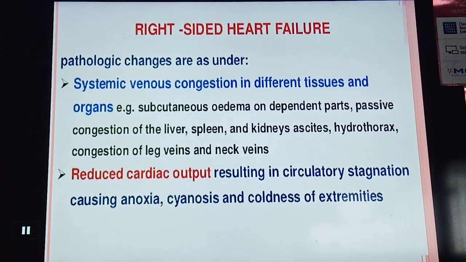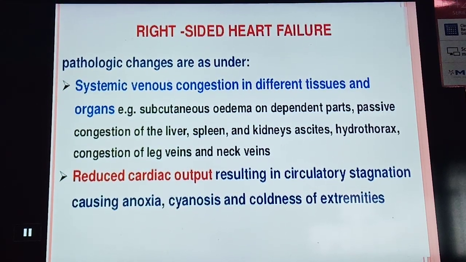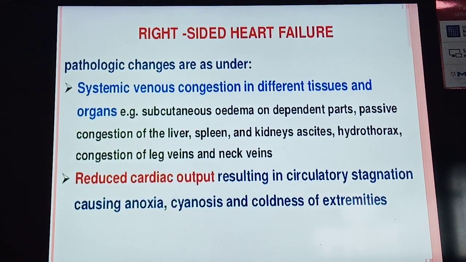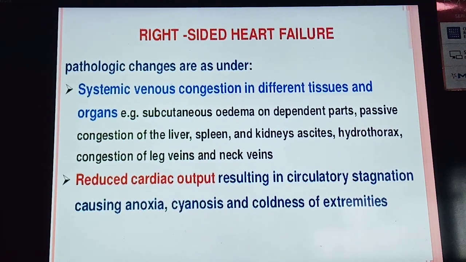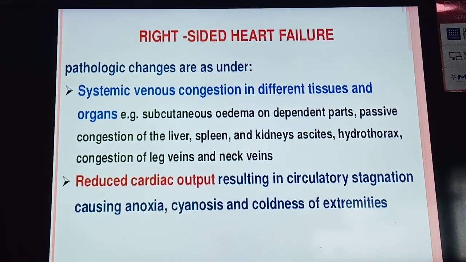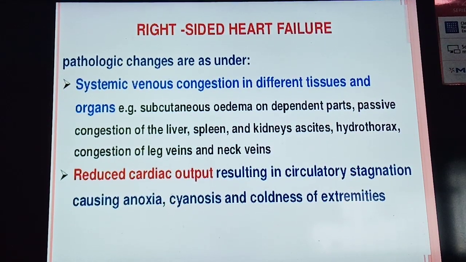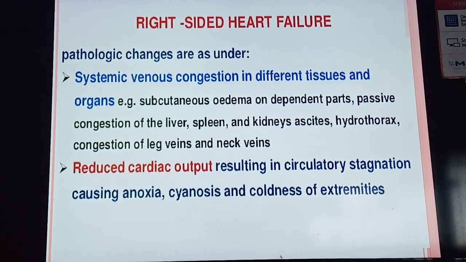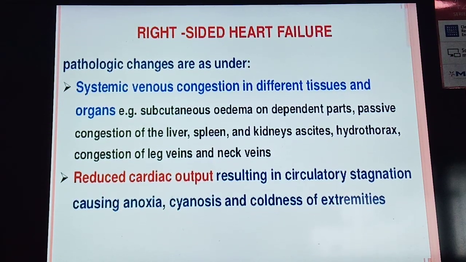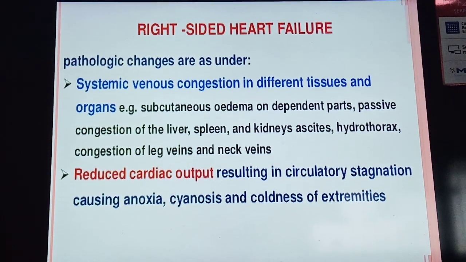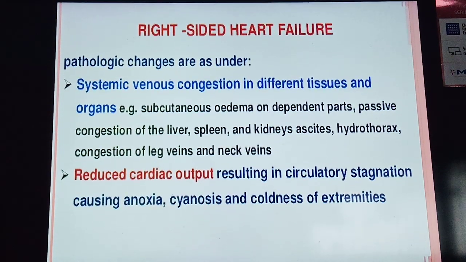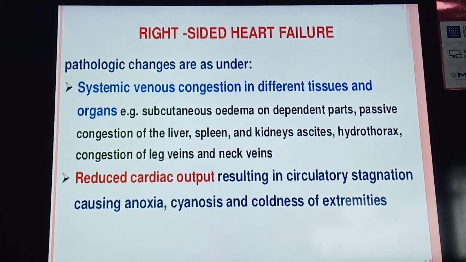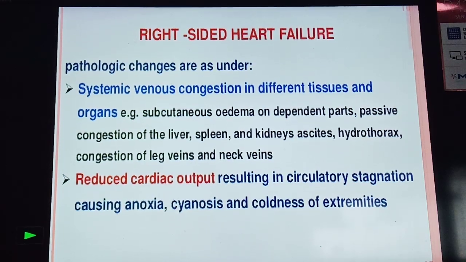The pathological changes in right-sided heart failure are under the systemic venous congestion in different tissues and organs. That may lead to subcutaneous edema on the dependent parts of the body, passive congestion of the liver, spleen, and kidney, the development of ascites, hydrothorax or pleural effusion, congestion of the leg veins and neck veins, and finally a reduced cardiac output resulting in circulatory stagnation, causing anoxia, cyanosis, and coldness of the extremities.